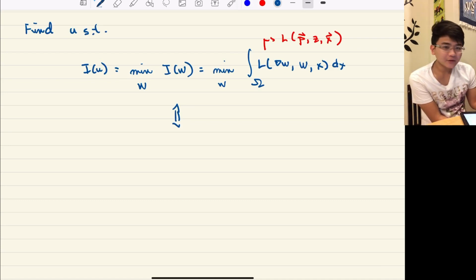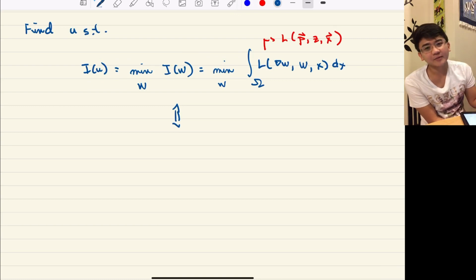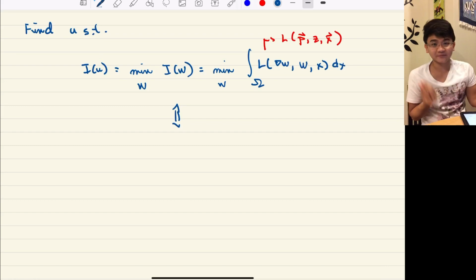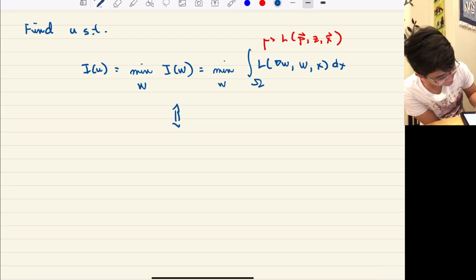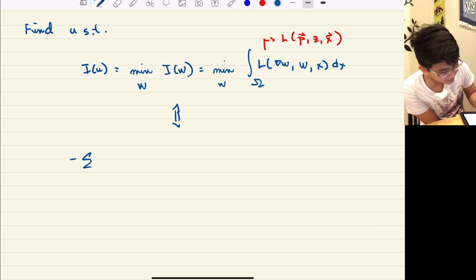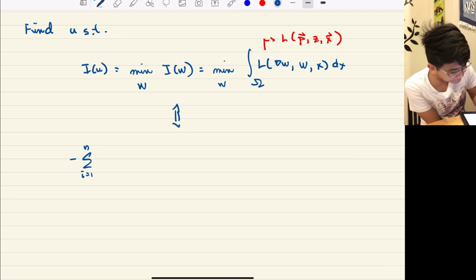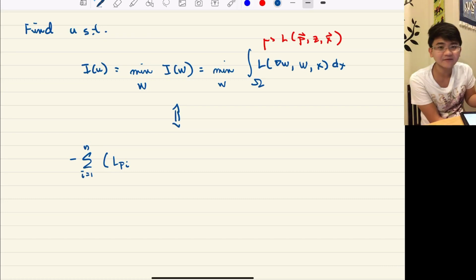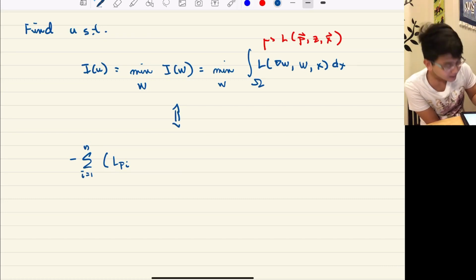But yeah, we're not going to show it here, but these minimization problems are equivalent to solving some kind of PDE. In particular, for something like this, one can show that it's equivalent to solving equations of the form: the sum over i from 1 to n, in R^m, of the derivative of L with respect to p_i.